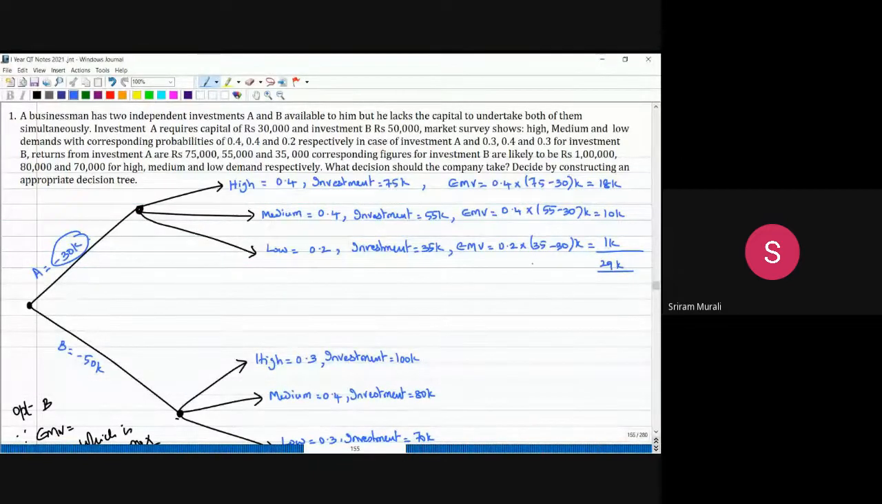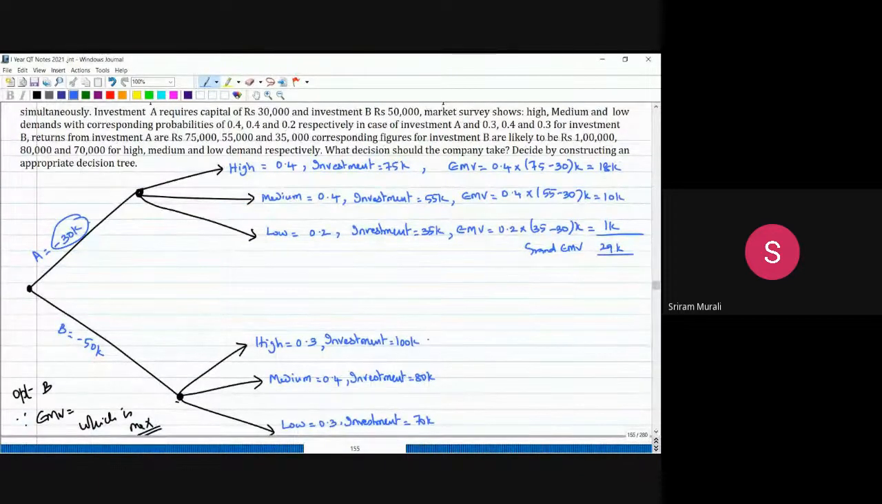This is a grand expected monetary value. If I want to go with A investment, where I get high, medium, low, for which I got average for all the three cases, high, medium, low, the expected monetary value is 29,000. If I come to this EMV, what do you take?